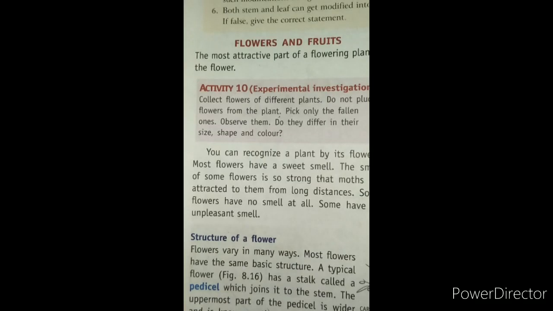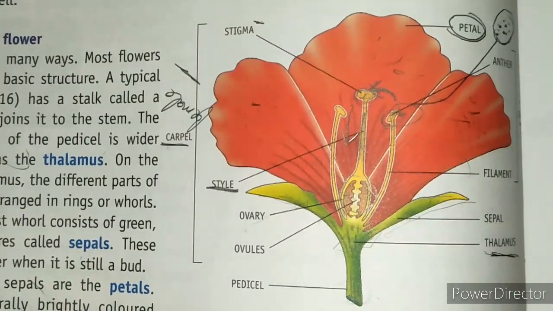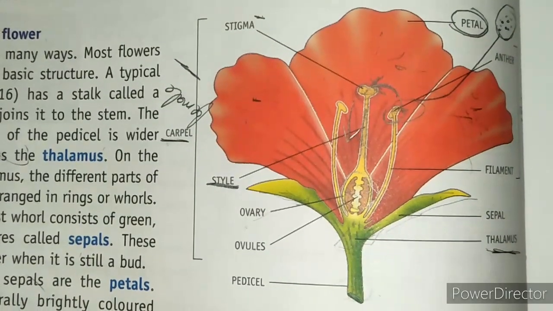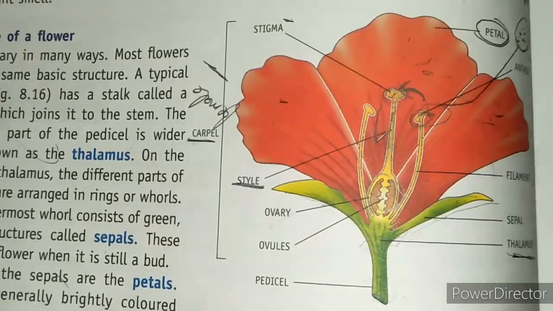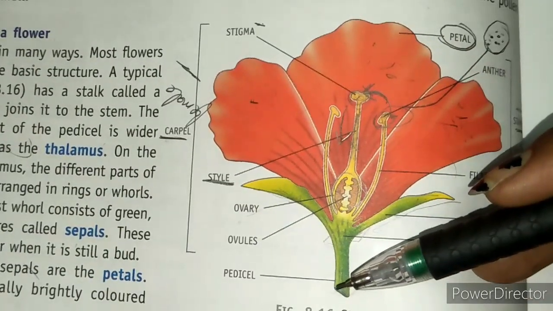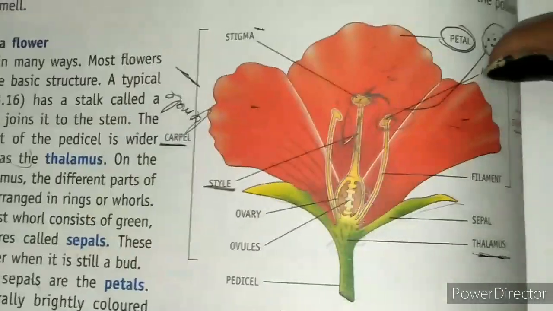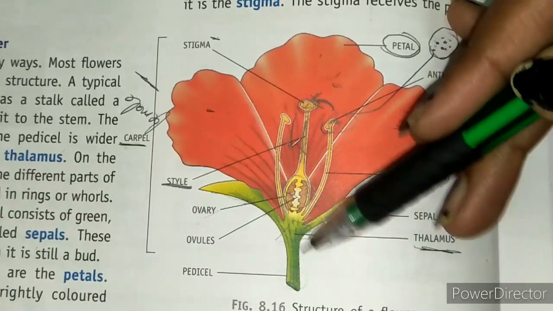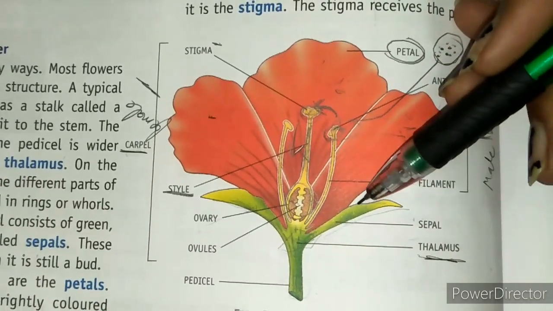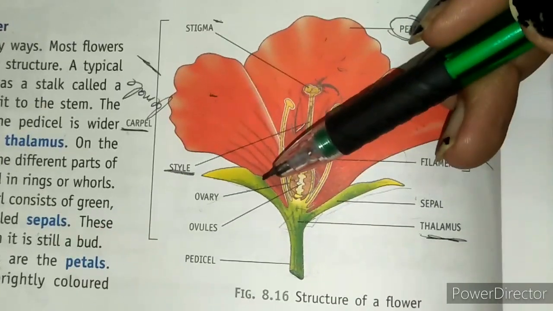We have flowers and fruits. So students, first of all we will understand the structure of a flower. Let's see. This is a picture of a flower. Look at this carefully. The first part we have is the pedicel, and afterwards this pedicel changes into the thalamus, this broad part. Afterwards, sepals. These are sepals, and they are also known as the calyx.